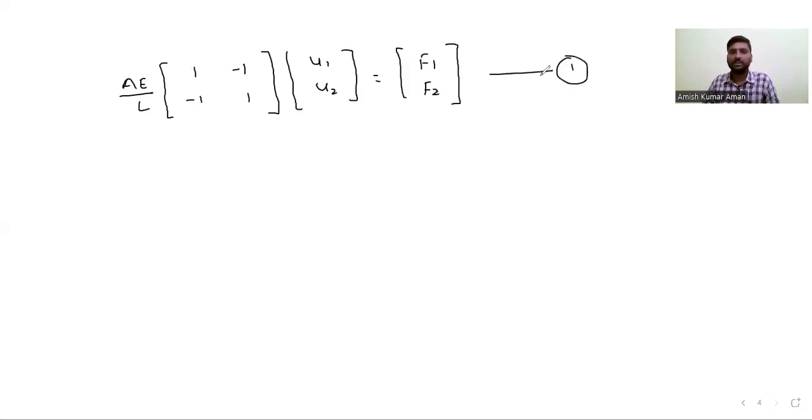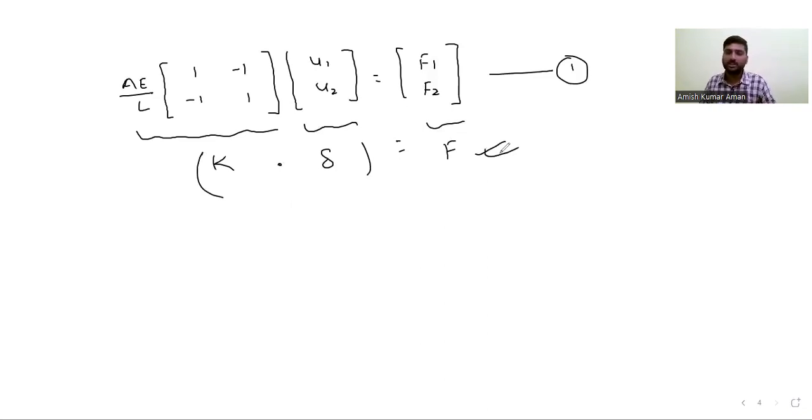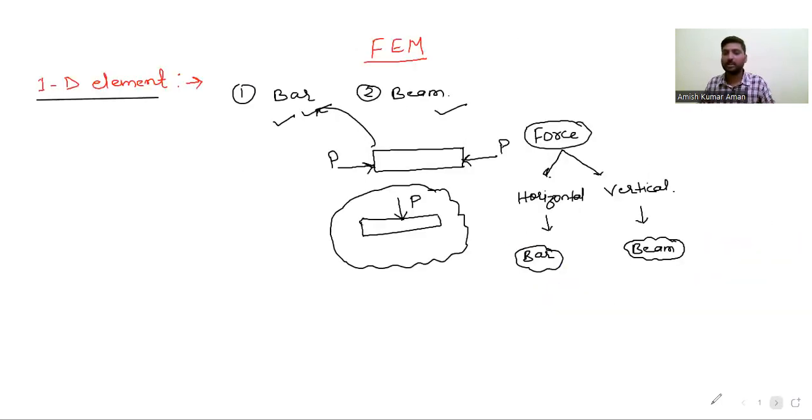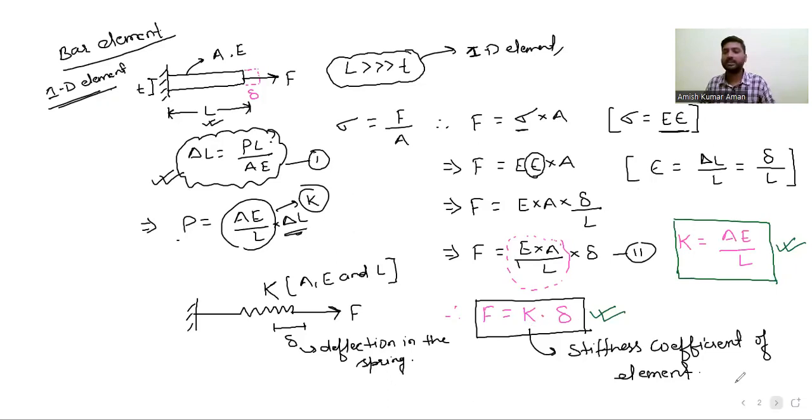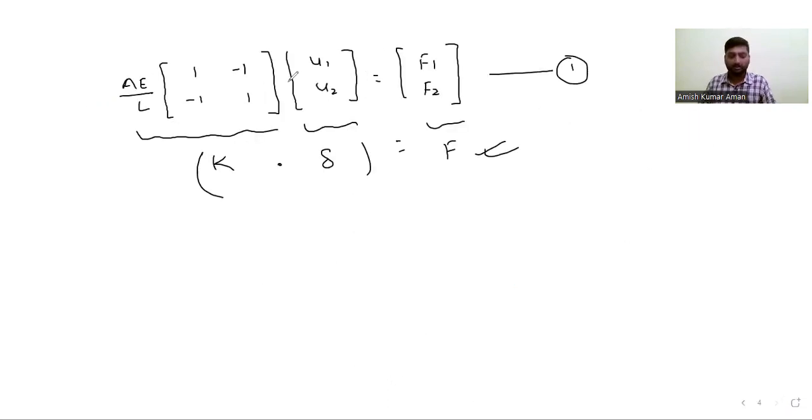So this will be the final equation, where this is your K matrix, this is your delta matrix, and this is your F matrix. So K into delta is equal to F. The equation is the same, only due to the application of nodal forces and nodal displacements we got this in a matrix form. F is equal to K into delta. We are satisfying the first equation. Whatever equation we derived in the first case, the same thing we are getting in this case, but in a matrix form.